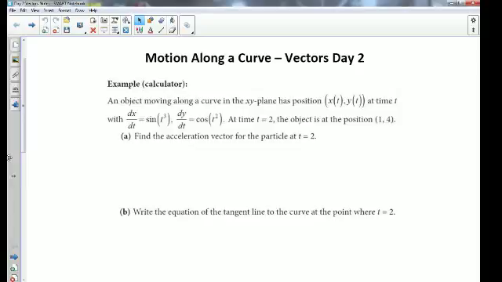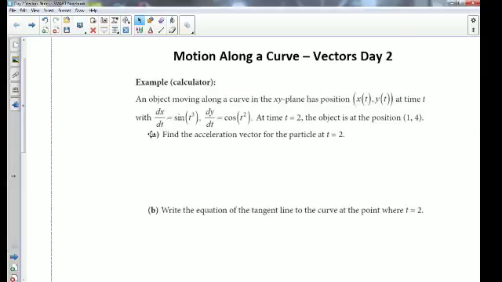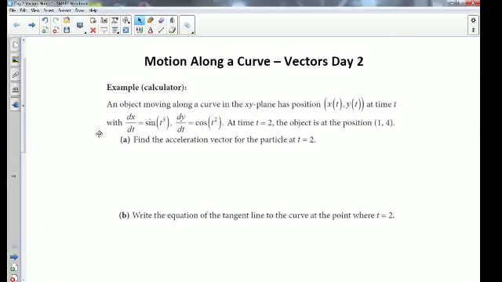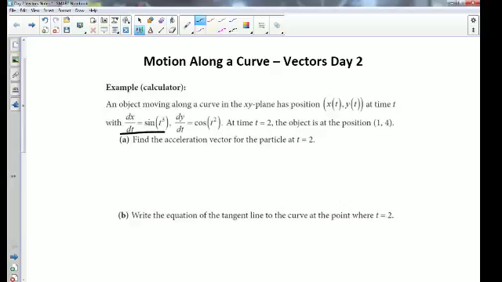Okay. So an object is moving along a curve in the xy plane and it has position xy at time t. And we have dx/dt and dy/dt. At time 2, the object is at position (1, 4). Find the acceleration vector for the particle at time 2.